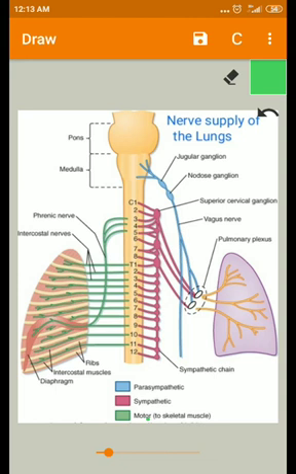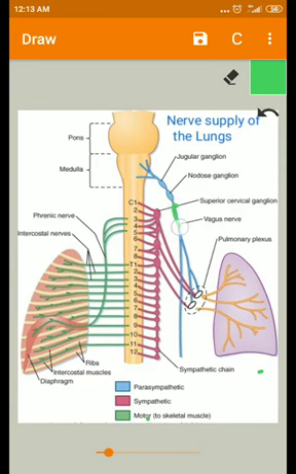Students, welcome back. Now we are going to see the nerve supply of the lungs. The nerve supply of the lungs is done by both parasympathetic as well as sympathetic. So the parasympathetic nerves are derived from the vagus nerve.